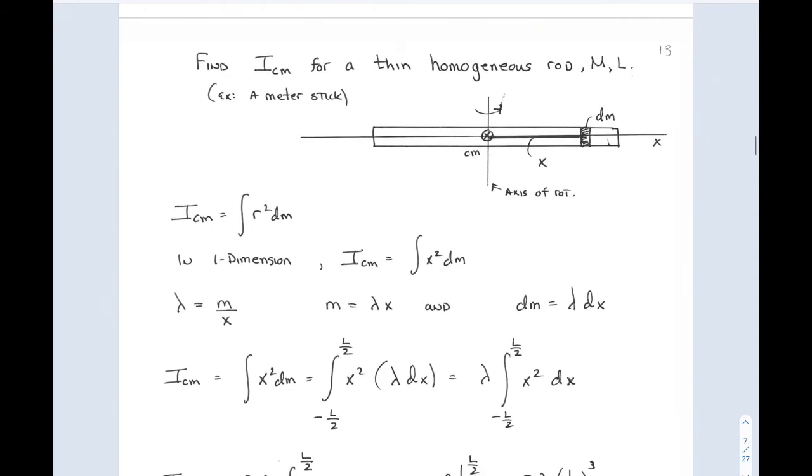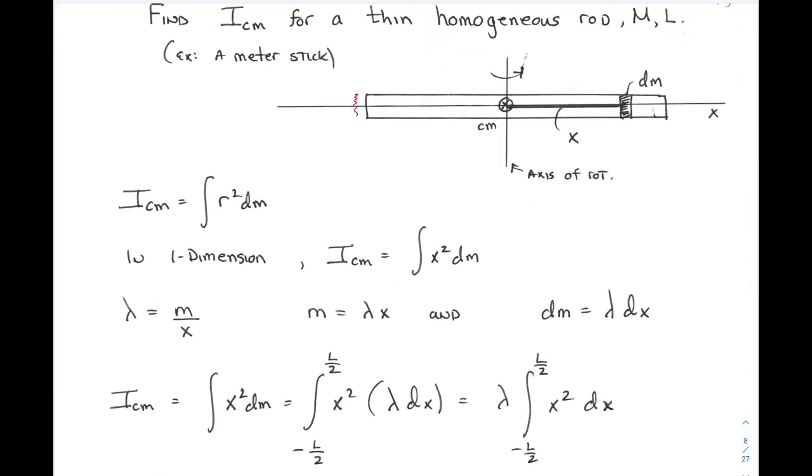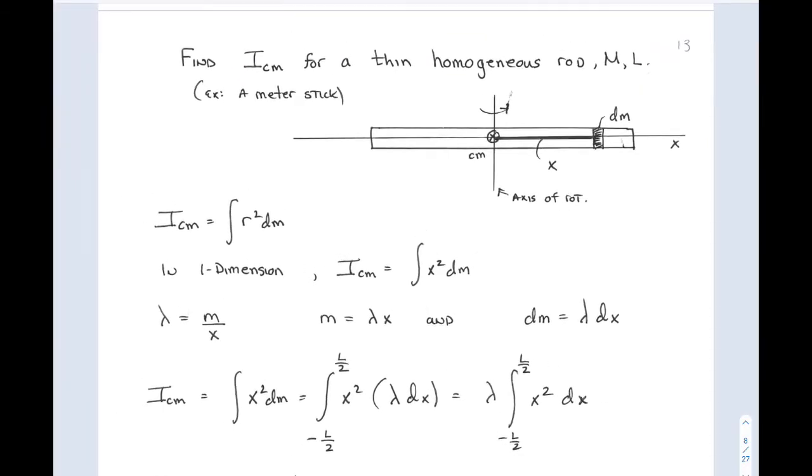Now, I want to find the moment of inertia about the center of mass for a thin homogeneous rod, mass m, length L. So let's say a meter stick. By thin, I mean we're ignoring that dimension, so it's like a wire. I want to find the moment of inertia about the center of mass. That's my axis, so I'm going to rotate it about that axis. This would be like holding your pencil here and rotating the pencil about that axis, almost like the rubber pencil trick.